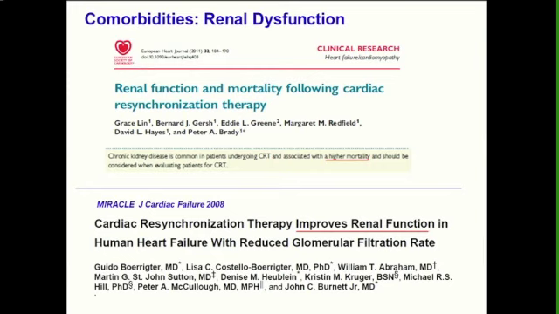But if you implant a CRT device, it may improve renal function. Some series show this. Again, no large data sets, so the jury is out on this. What about right ventricular failure?